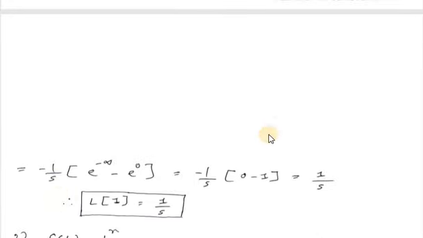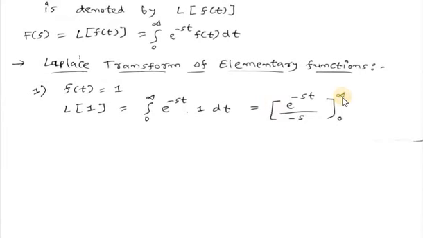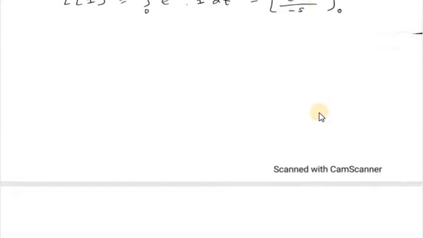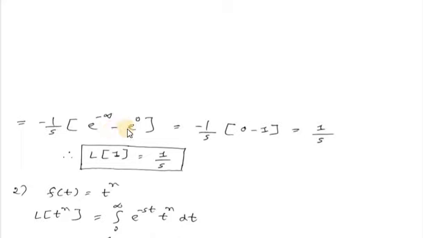Now minus 1 by s as it is, and put down the upper limit first, that is infinity, and then the lower limit 0. So it will become e raised to minus infinity minus e raised to 0. Minus 1 by s as it is, and the value of e raised to minus infinity is 0, and the value of e raised to 0 is 1. And 0 minus 1, the answer is minus 1, and if you multiply minus 1 by minus 1 by s, the result is 1 by s. So we have Laplace of 1 equals 1 by s.